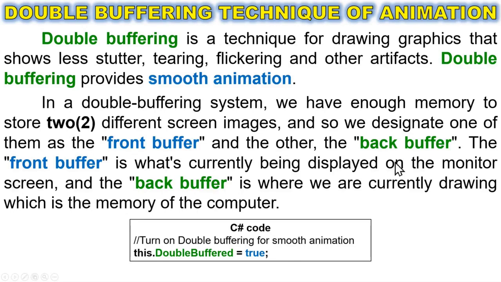The front buffer is what's currently being displayed on the monitor screen. And the back buffer is where we are currently drawing, which is the memory of the computer. To take advantage of the double buffering technique of animation, in our C# code, we simply set the property DoubleBuffered to true inside the Form1 class.